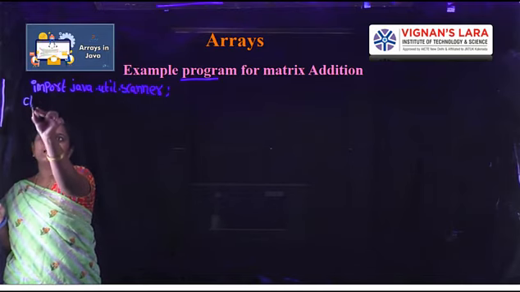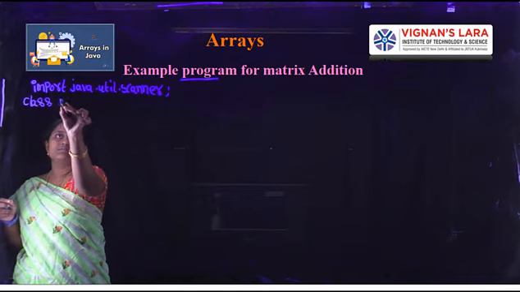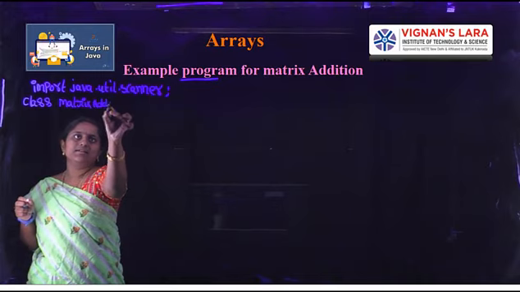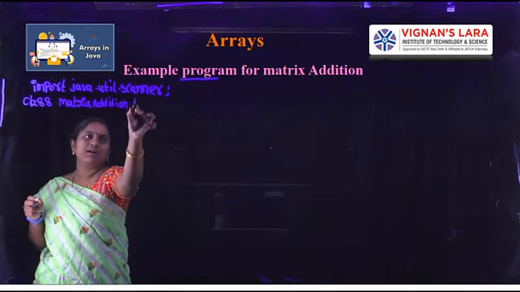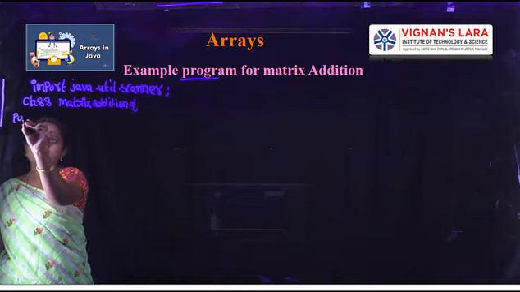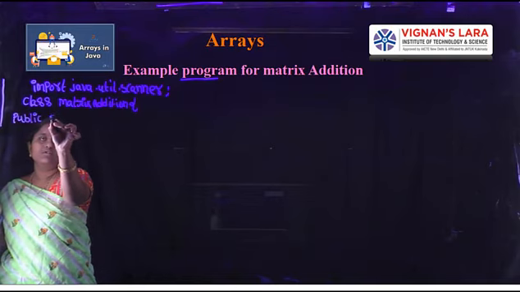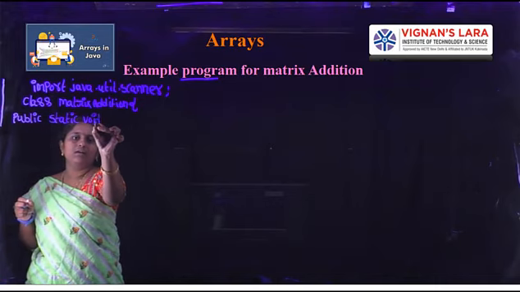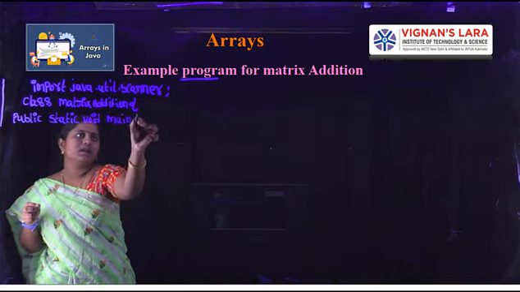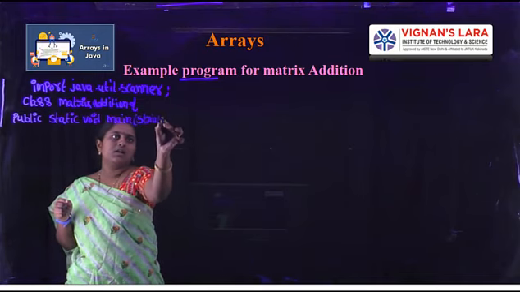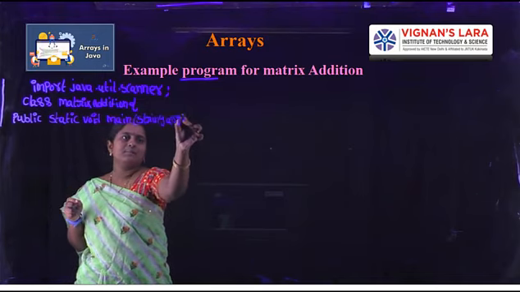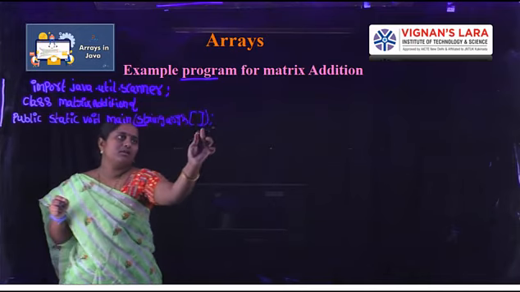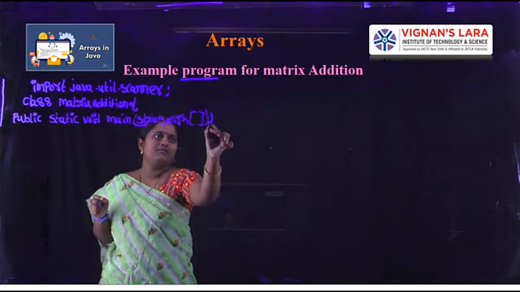Next, class MatrixAddition. After the class name, we open the curly brace. Next, the main method. Already we know the importance of these three keywords in Java programming: public static void main(String args[]). String is a predefined class; its first letter should be uppercase. After main, we open the curly brace.